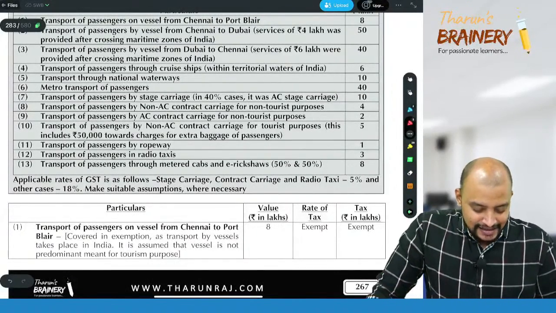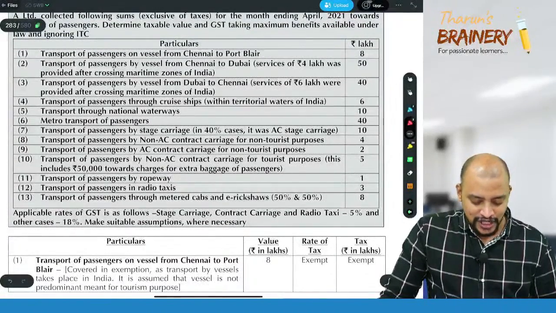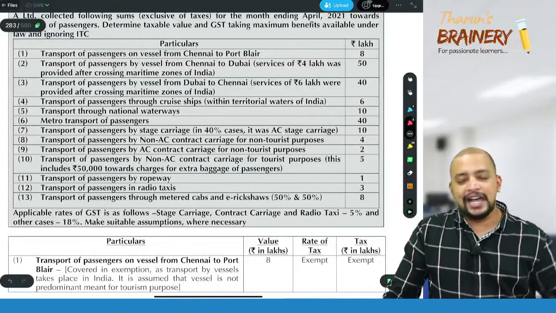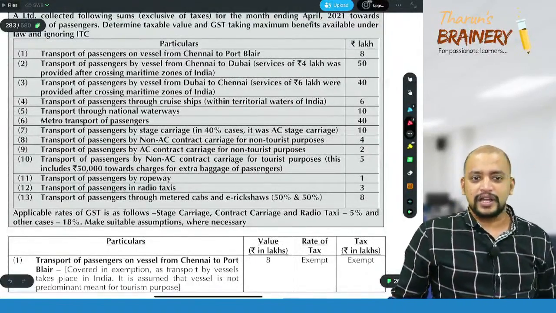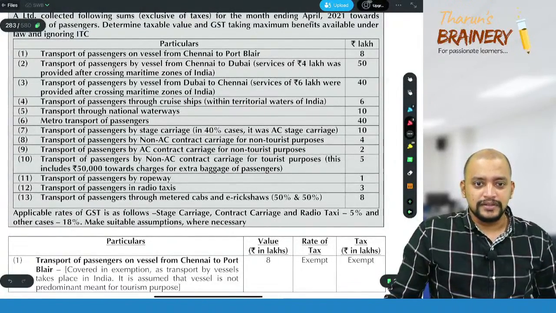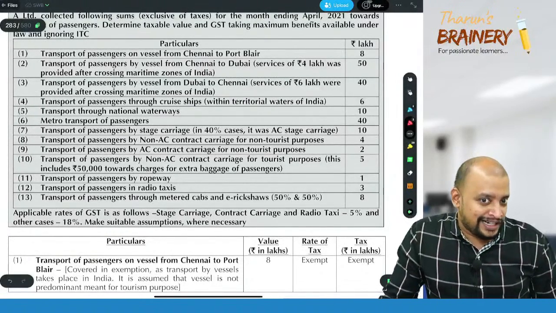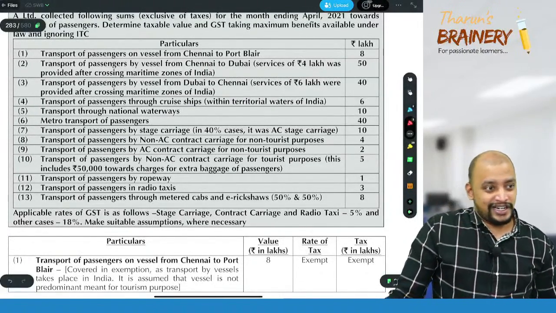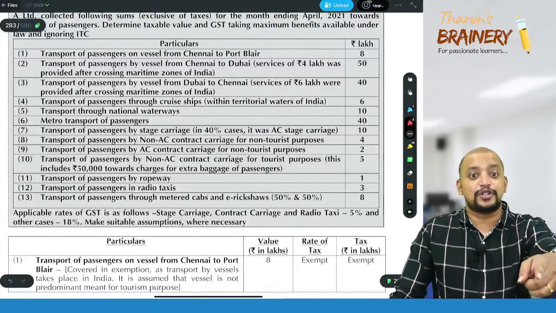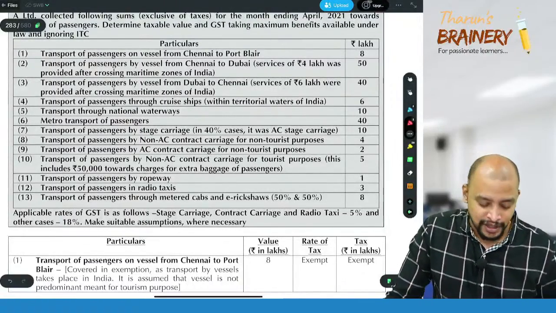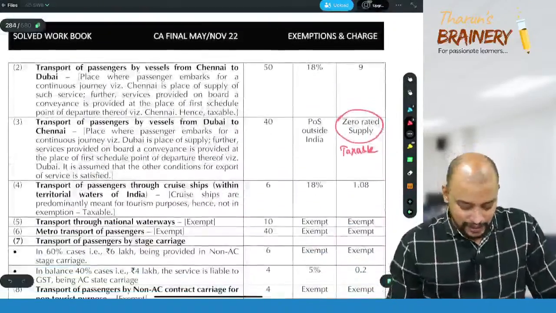That's it. Then next, transportation of passengers through cruise ships within territorial waters of India. Territorial waters of India, inland waterways exempted. Okay. So it is not inland waters, it is coastal waters. Coastal waters for what purpose? Transport for tourism, predominantly tourism. Therefore, it will be taxable. Cruise ships, 6 lakhs will be taxable.